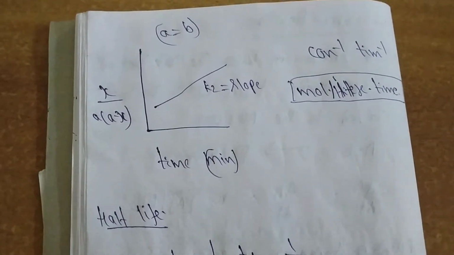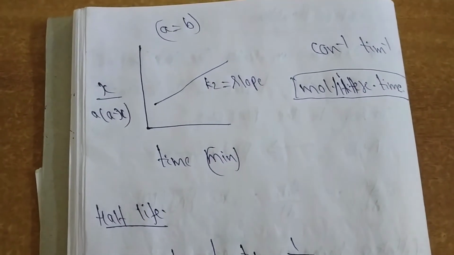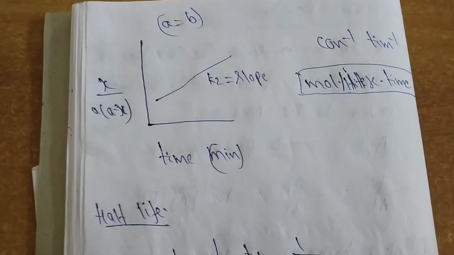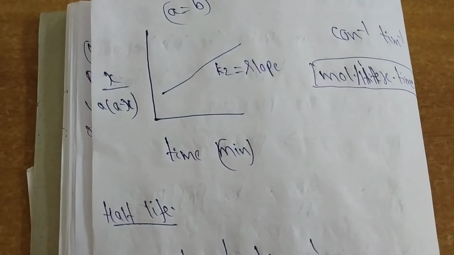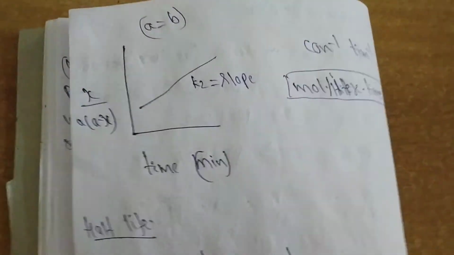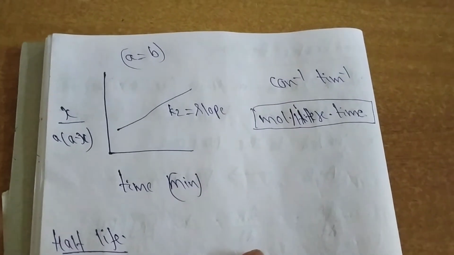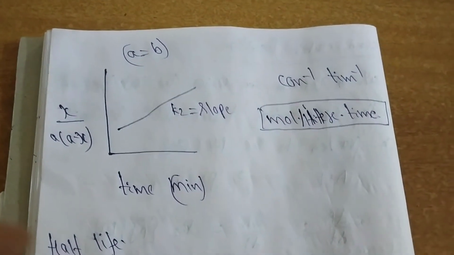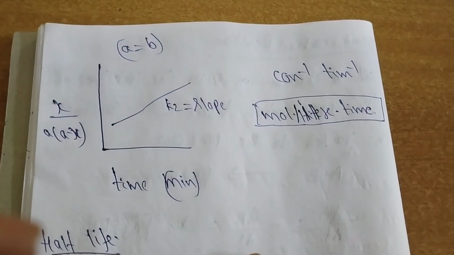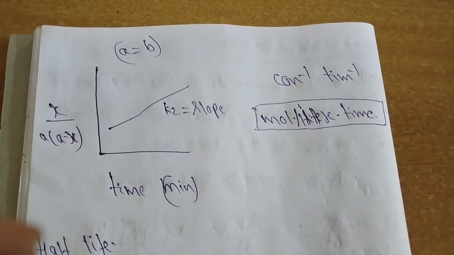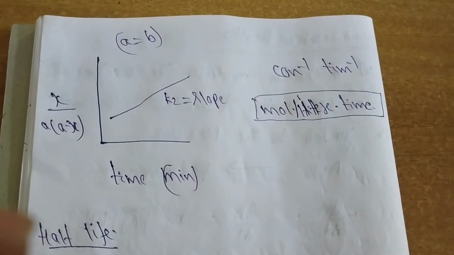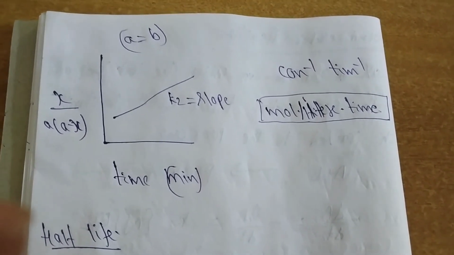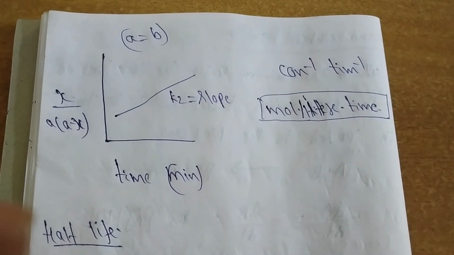For determination of second order rate constant, we plot a graph with time taken on the x-axis and x by a into a minus x taken on the y-axis. It gives a positive slope. In this graph, slope is equal to K2. Units for slope are concentration inverse, time inverse. Concentration can be expressed in moles per liter. So, units for second order rate constant are liters per mole into time.